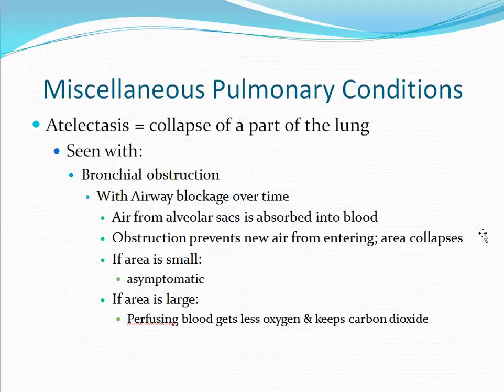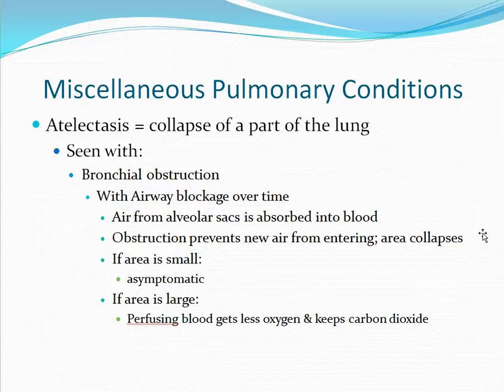Last, we will look at various miscellaneous pulmonary conditions, the first of which is atelectasis. This is a collapse of a portion of the lung. It is often associated with bronchial obstruction. With airway blockage over a period of time, air from the alveolar sacs will be absorbed into the blood. The presence of an obstruction will prevent new air from entering, and as a result, the area collapses.